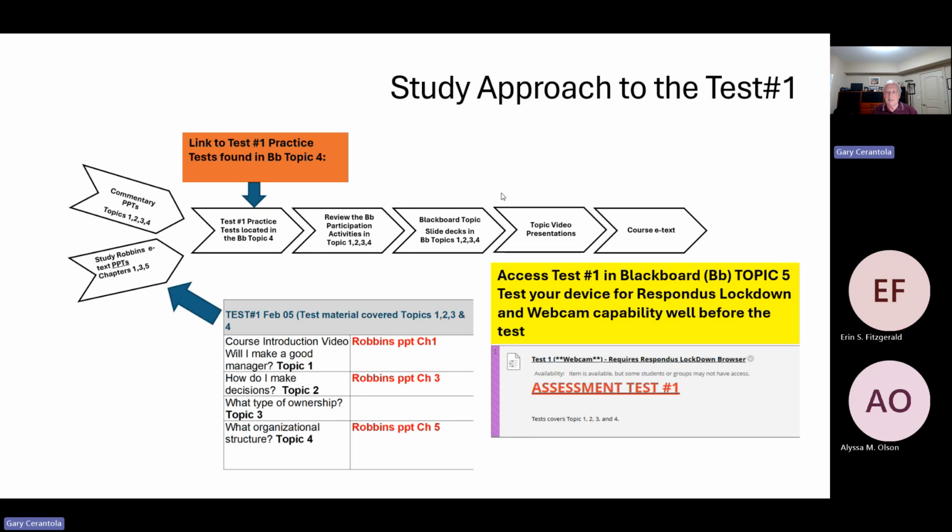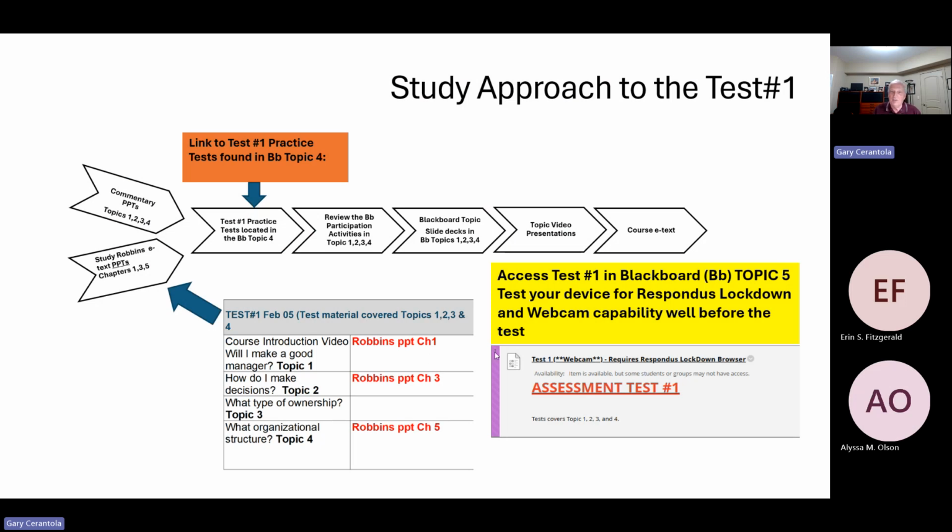Okay, so just back to test number 1 again. You can see here that the key things to review for test number 1 are the commentary PowerPoints, for topics 1, 2, 3, and 4, and then the Robbins PowerPoint presentations. And you can see there's 3 of them that are really covered for this test: Chapter 1, Chapter 3, Chapter 5. And again, those particular presentations you can find in the commentary folders shown on the navigation panel in Blackboard.